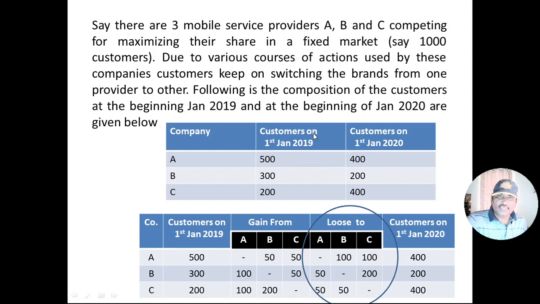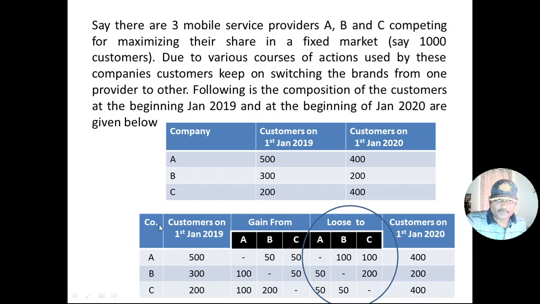The customers as on 1st January 2019 are 500 customers of A, 300 of B, and 200 of C. And when the data was collected once again on 1st January 2020, it was found that there are 400 customers of mobile service provider A, 200 users of B, and 400 users of C. Now, when the data is further drilled down, the change from 500 to 400 for mobile service provider A might be because of some gain from other companies and losses of customers to other companies. But those details are given below.